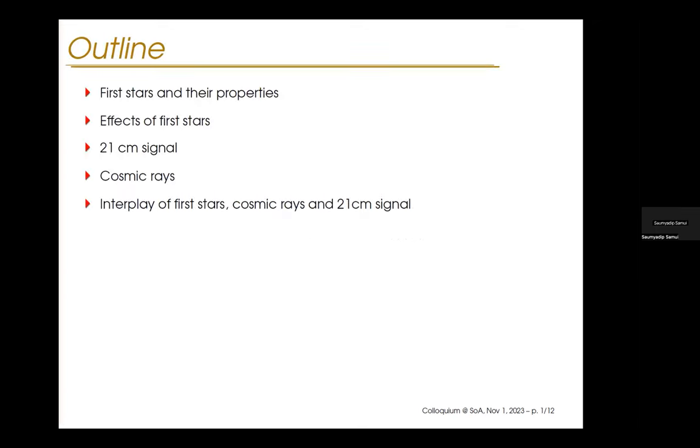So there is an outline. I'll first talk about first stars. First means really the first stars which appeared in the universe. I'll talk about their properties, what we know about them, what we don't know about them, things like that. Then I'll talk about what first stars did to our universe, what their effects were on the evolution of our universe.